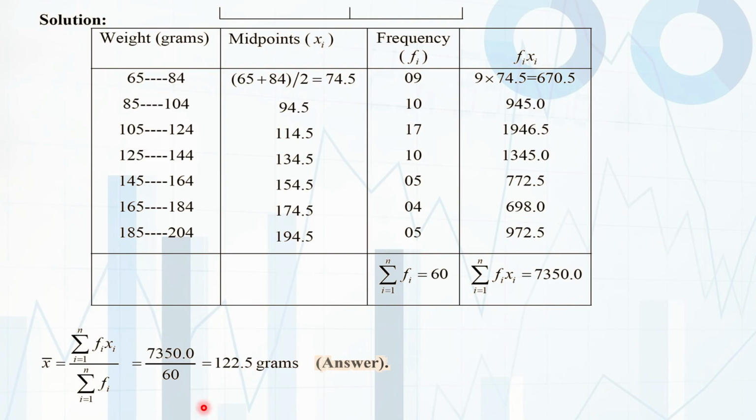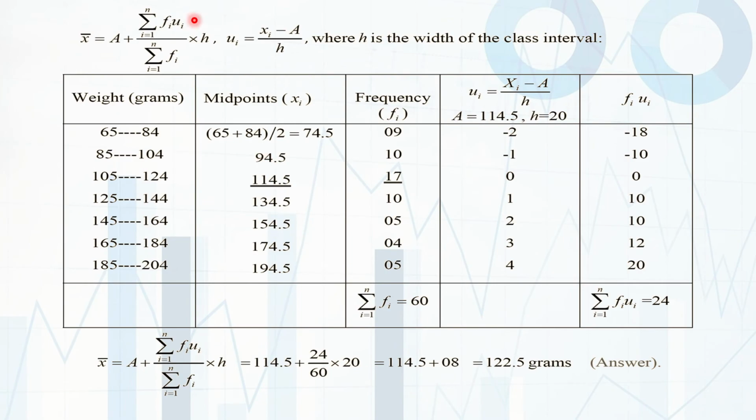We would get the same result or maybe different. So yeah, we will be getting the same result because of the rule. So we take this one as a, and h will be simply the class width, which is 20 in this case. So we introduce this transformation that ui equals (xi minus a) divided by h, where a will be taken as the observation or the midpoint with highest frequency. So you see 114.5 has been taken as a. So subtracting 114.5 from every observation and dividing by 20, because 20 is the class width. So 74.5 minus 114.5 and then dividing by 20 would give you minus 2.